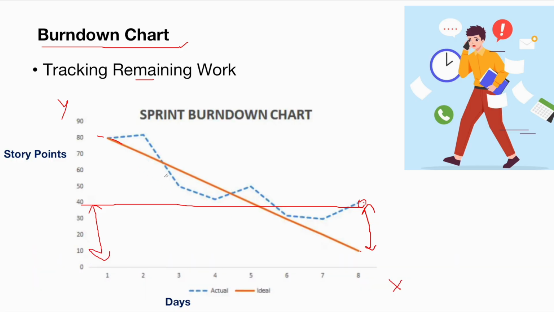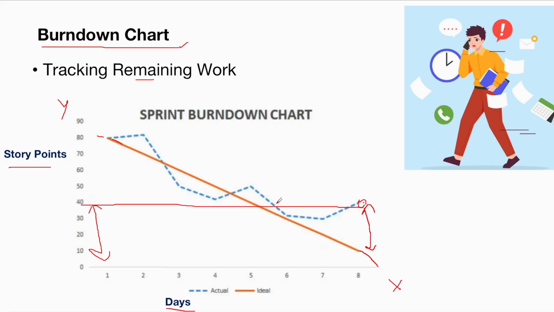Like this, a burn down chart tracks the remaining work. Remember, a burn down chart is used for tracking the remaining work. Along the y-axis, you represent the story points, and along the x-axis, you represent the number of days. The orange line represents your planned work. Ideally, you should complete like this by the 8th or 9th day, right? The blue line represents the actual work that has been completed.